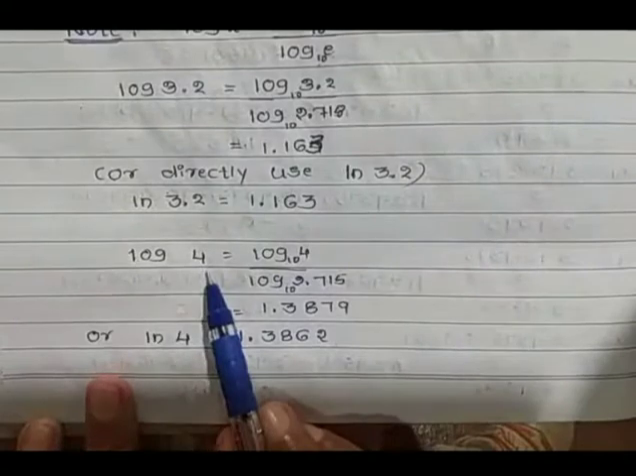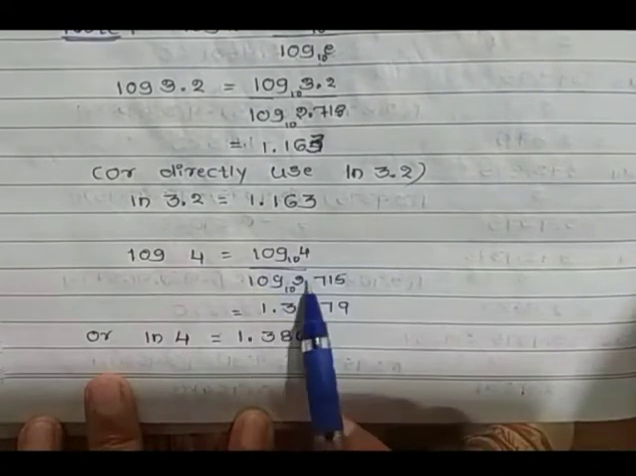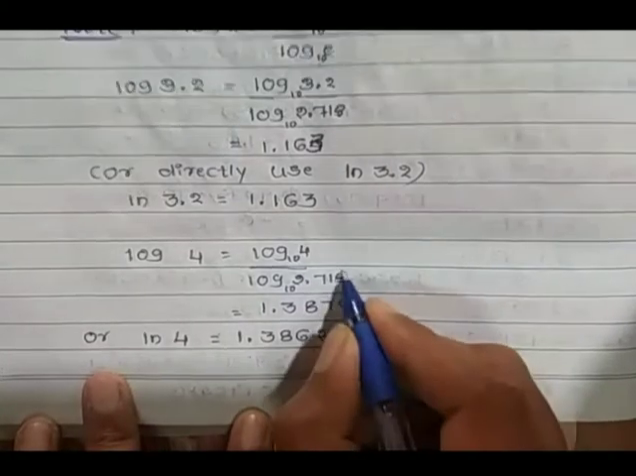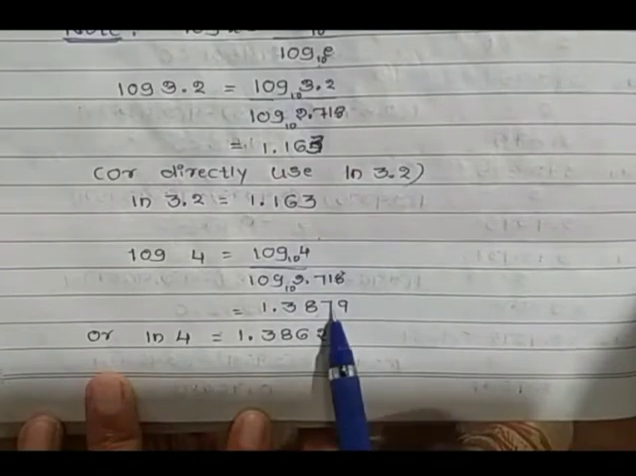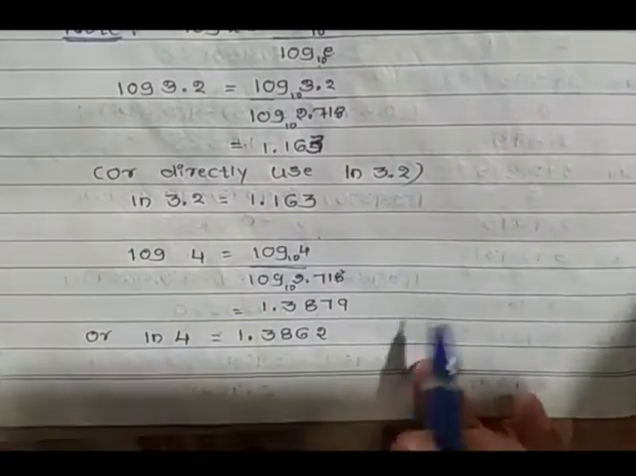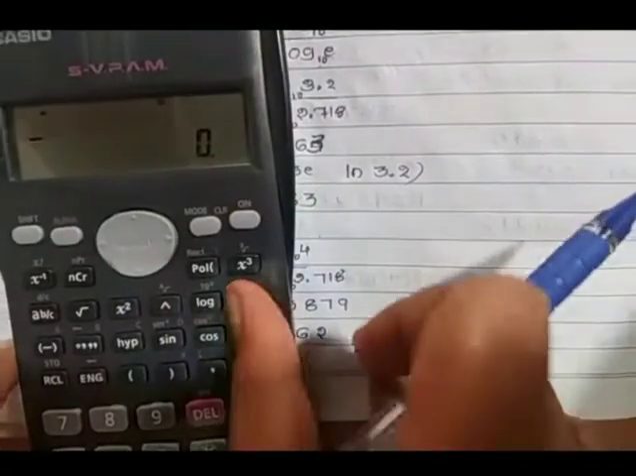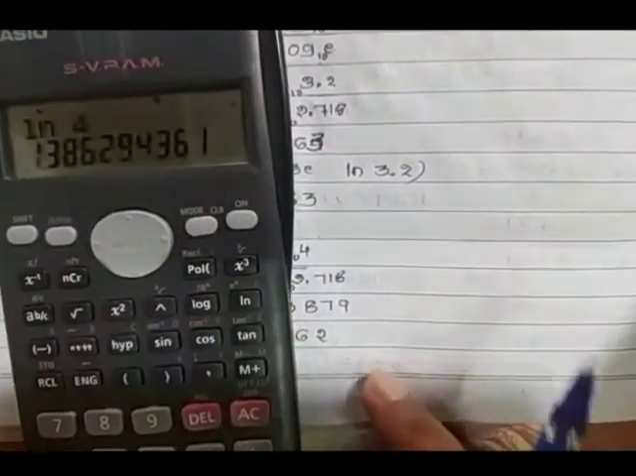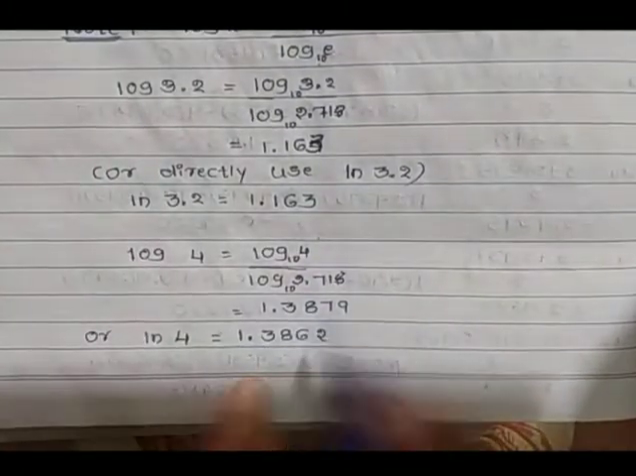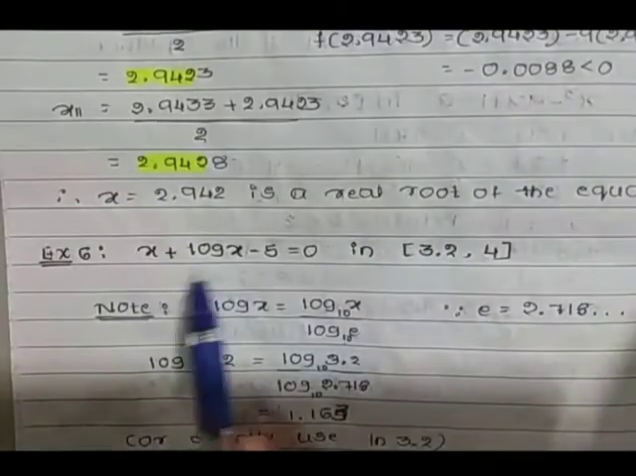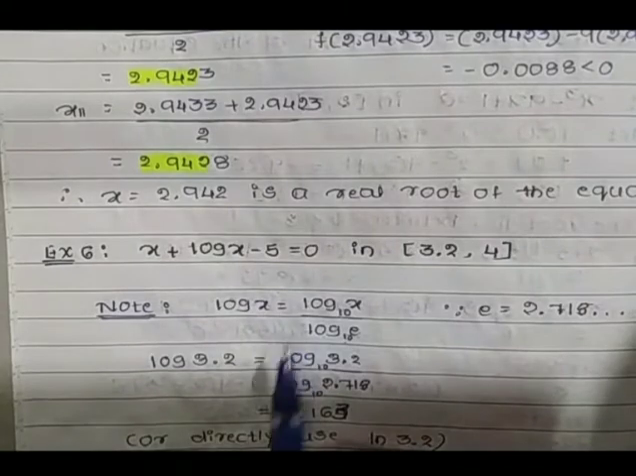Similarly, to calculate log 4, instead of applying log 4 to the base 10 divided by log 2.718, then simplification and division, instead of this we can directly use ln 4. ln 4 will get the required result, that is 1.3862. So while solving the example, wherever log is there, I will use ln.